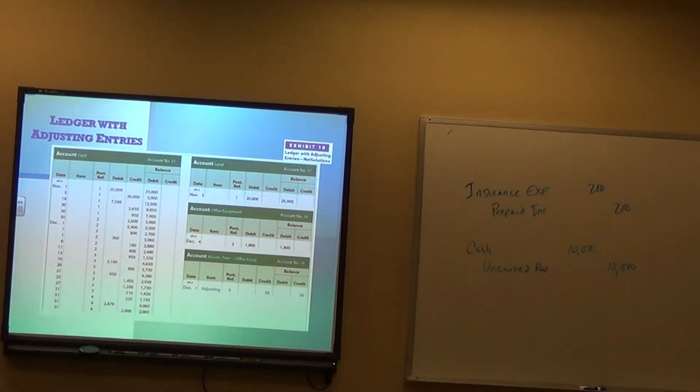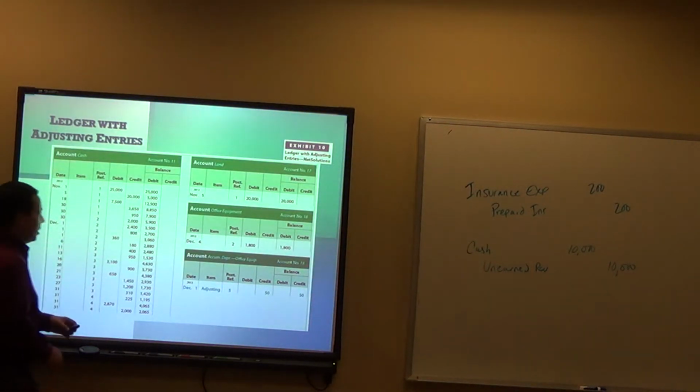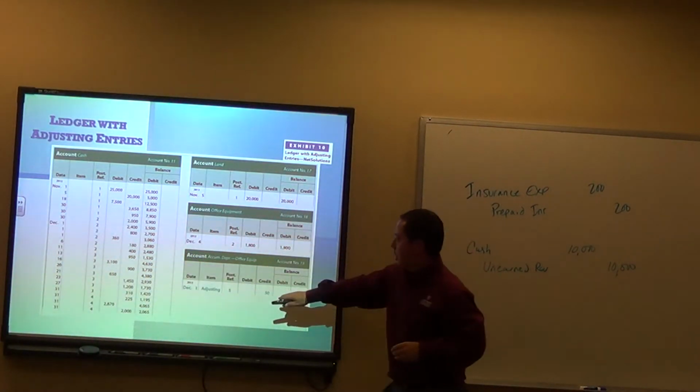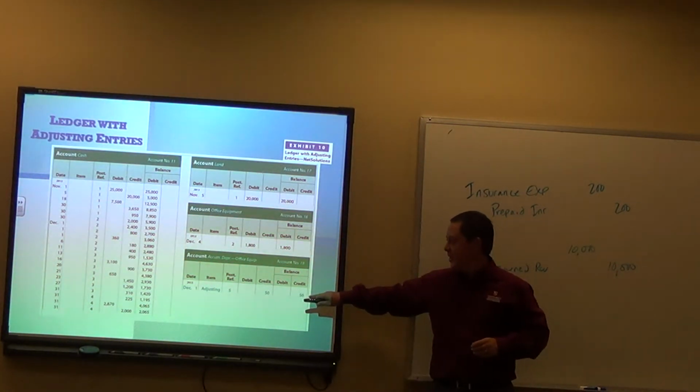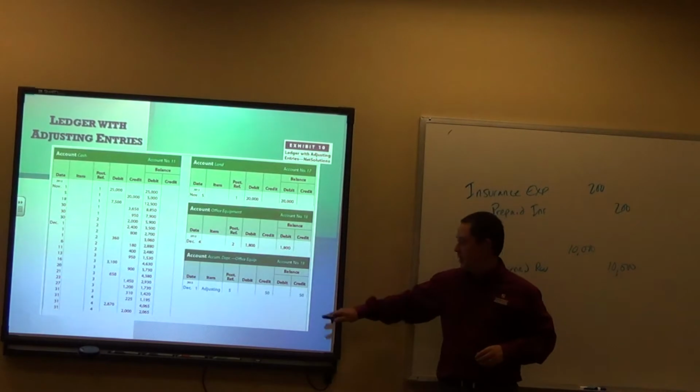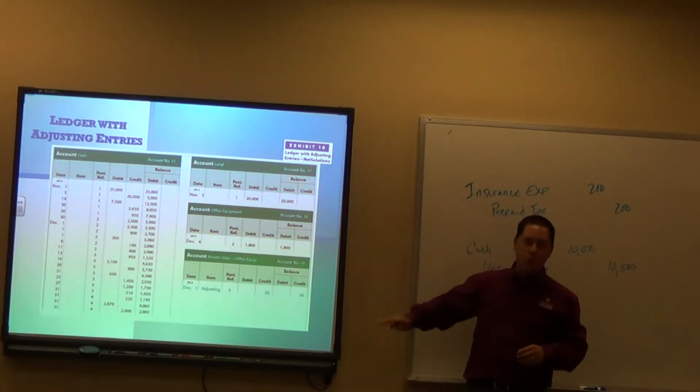So these are the accounts that we had to make adjustments to. As you can see here, this is our account for accumulated depreciation. We increased it, so now my balance is 50. Next month we'll have another 50. Now my balance will be 100, and it will continue to grow.